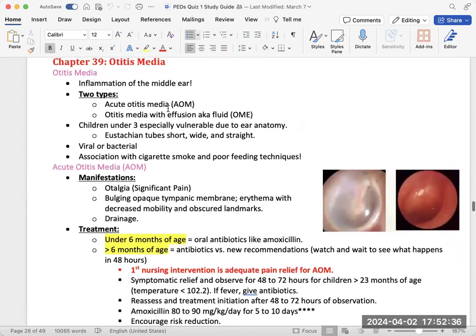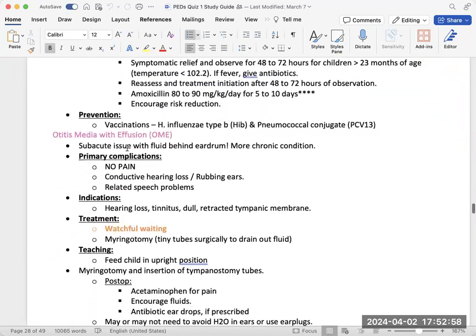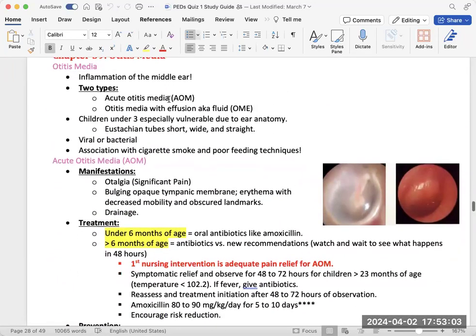Okay, so the last thing I'll go into is chapter 39, which is basically ear infections, specifically otitis media. So, otitis media is inflammation of the middle ear, right? Media being middle, otitis being ear, so middle ear. There are two types. She's going to ask you to differentiate between the two types. So there's acute otitis media or AOM, and there's otitis media with effusion, aka fluid, right?